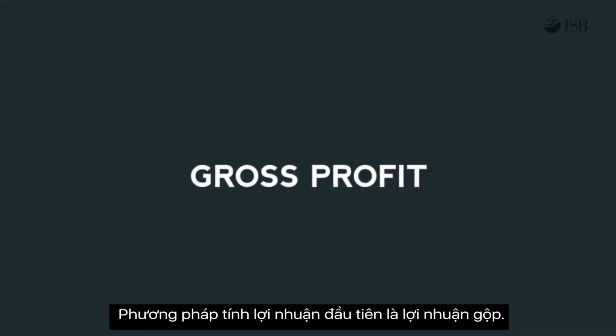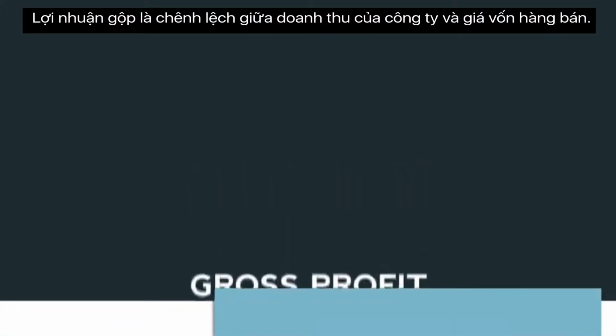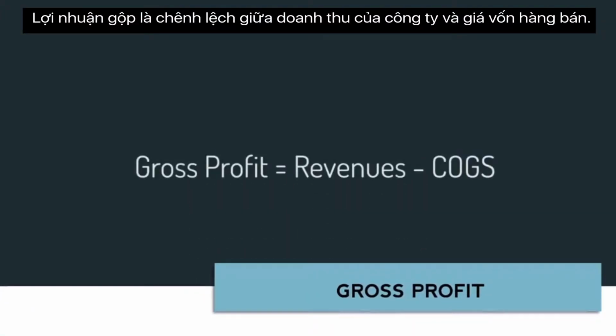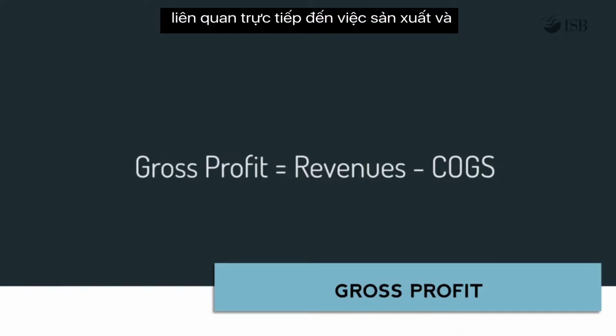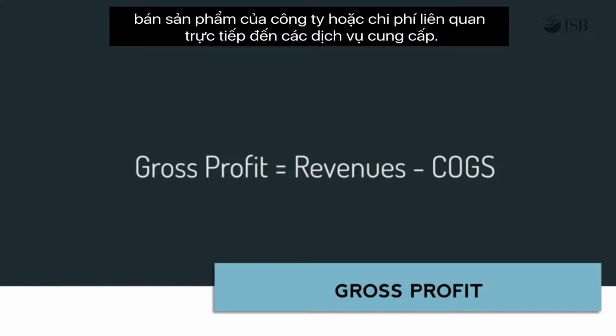The first profit measure is the gross profit. This is the difference between the company's revenues and its COGS. It tells us how much a company makes in profits after deducting the costs directly associated with producing and selling its product or the costs directly associated with providing services.